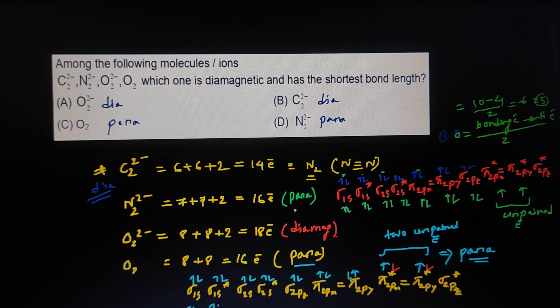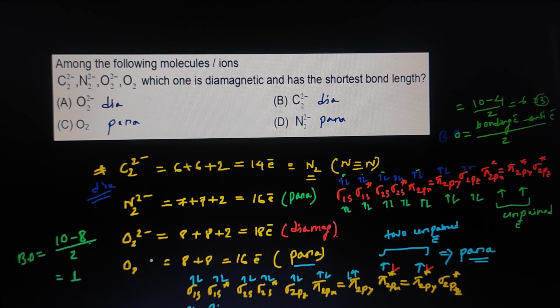But in case of O2 the bond order will be 1. Here we can also write bond order for O2, which is diamagnetic. So the number of bonding electrons in O2 is 2, 4, 6, 8, 10. That means 10 minus the number of antibonding electrons, 2, 4, 6, 8. That means 10 minus 8 by 2 is equal to 1.